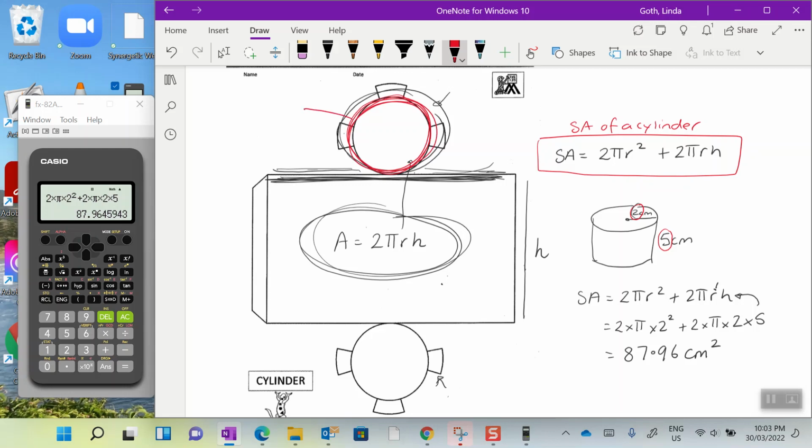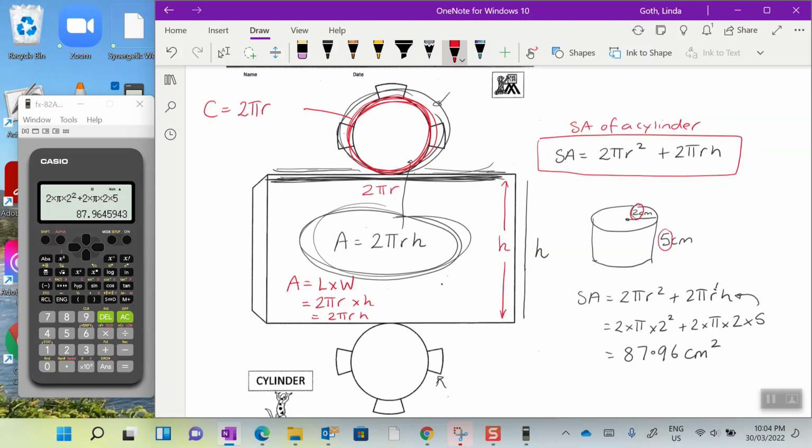And you might remember from year 7 or 8 that to get the circumference of a circle we use 2 pi r. So this length here is 2 pi r, and we know that h is this length here, and we know that the area of a rectangle is length times width. So in this case the length is 2 pi r and the width is h, so we can write it as 2 pi r h. And that's how we find the area of that curved surface.